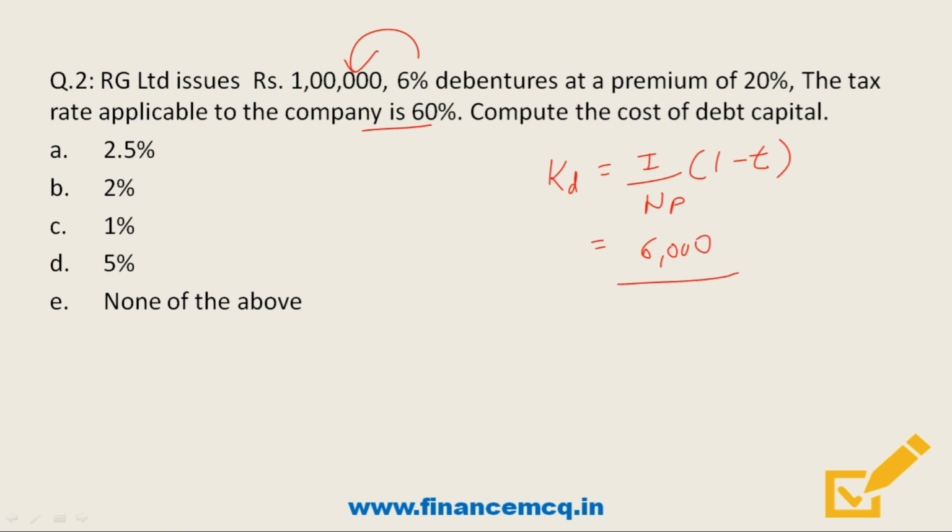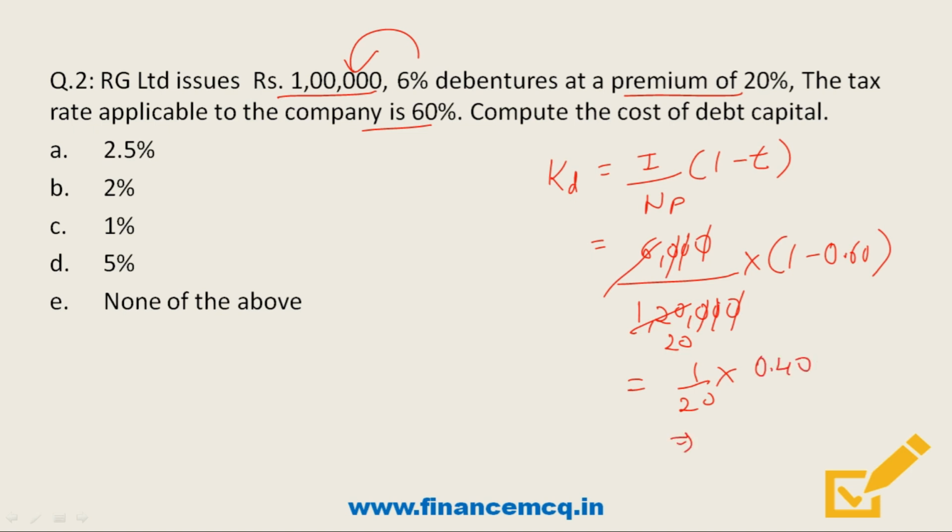And net proceeds will be, here 1 lakh rupees debentures are issued at a premium of 20%. So net proceeds will be 1 lakh plus 20,000, that means 1 lakh 20,000. And 1 minus applicable tax rate is 60%. So friends, if we solve this, what we will get? 6 sixes are 36, 6 2s are 12, so 1220. So 1 upon 20 into 0.4. If we solve this, we will get 0.02, that is 2%. So here the correct answer would be option B, that is 2%.